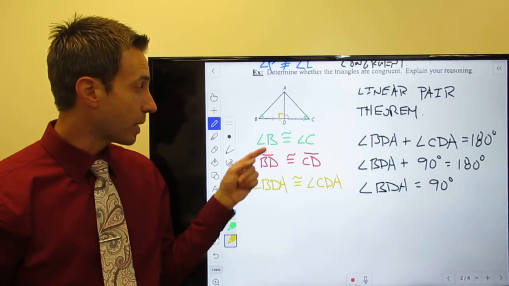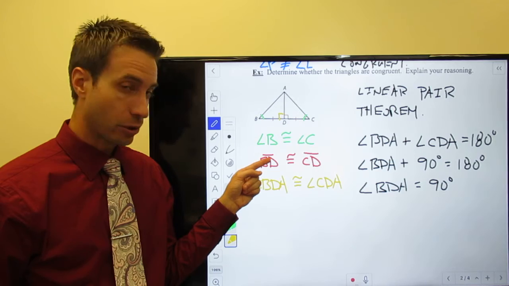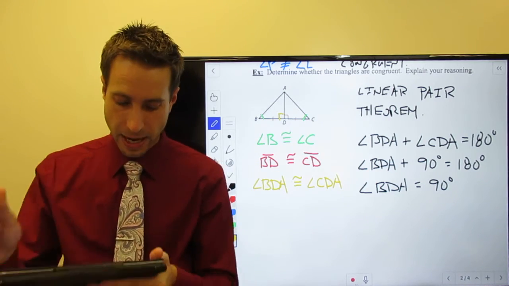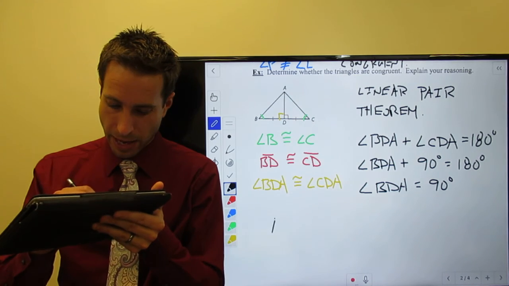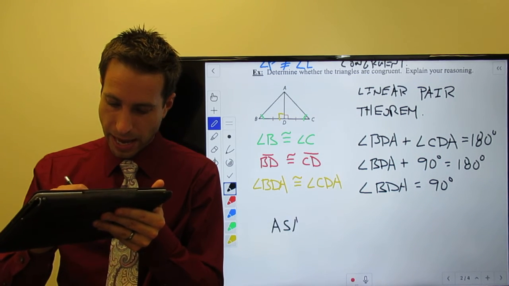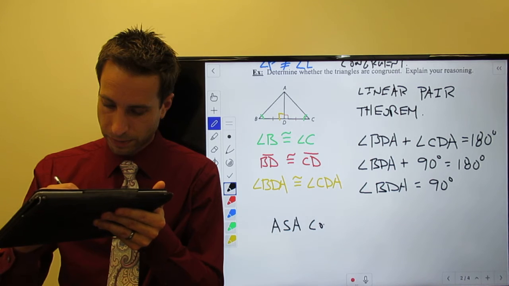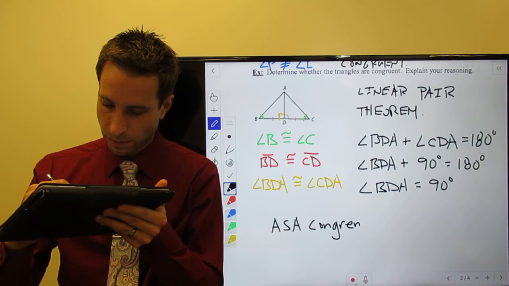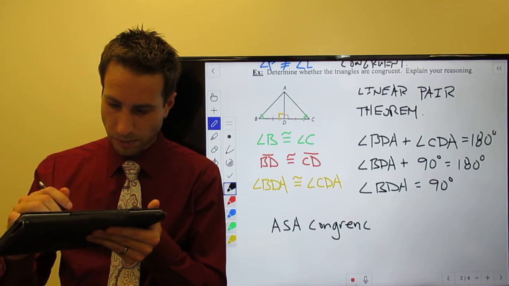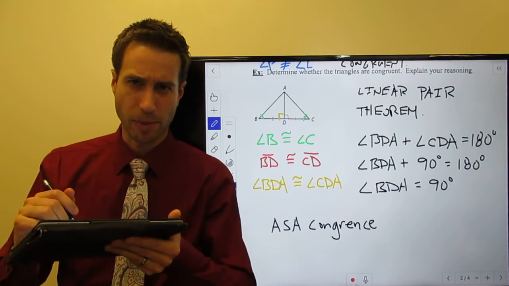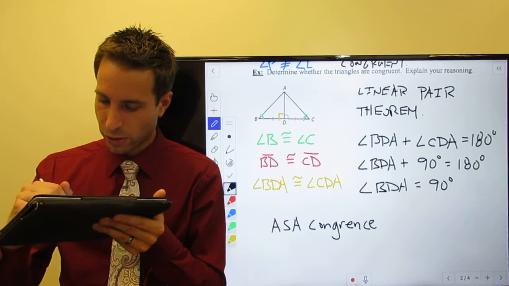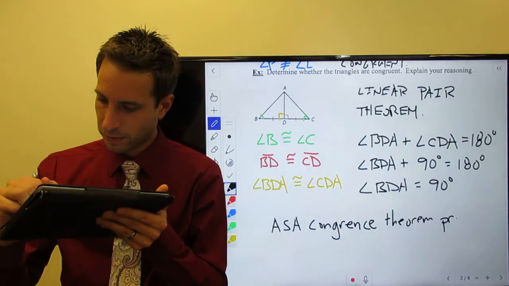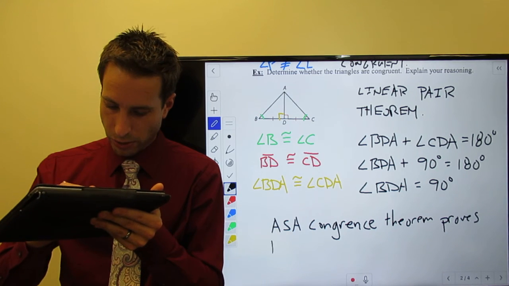And by showing that an angle, the included side, and another angle are all congruent, what have I done? Well, sure enough, angle, side, angle congruence theorem. Congruence, I think there was an E on the end. Sorry, I apologize for that. I spelled congruence wrong. Angle, side, angle congruence theorem proves these triangles are congruent.